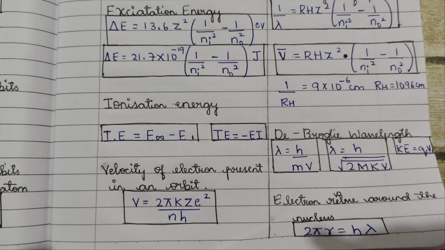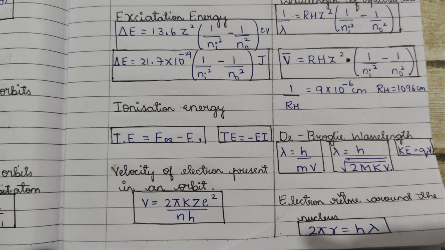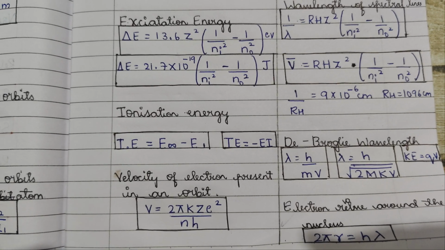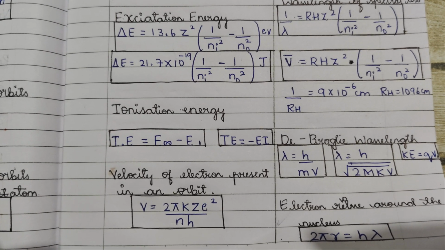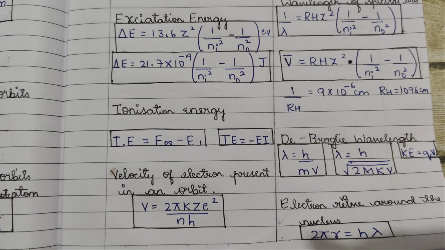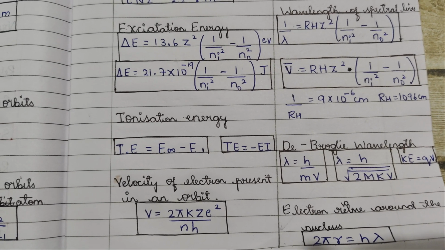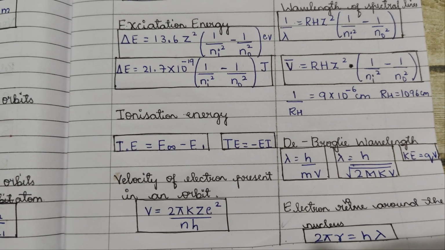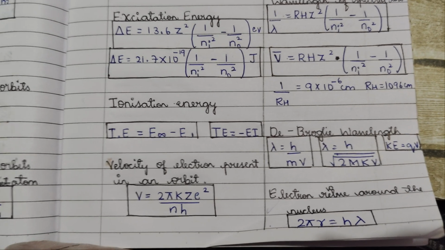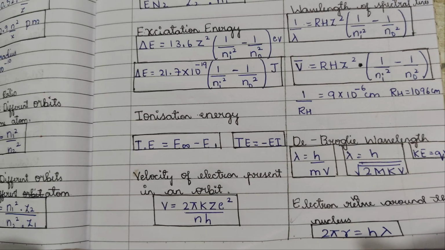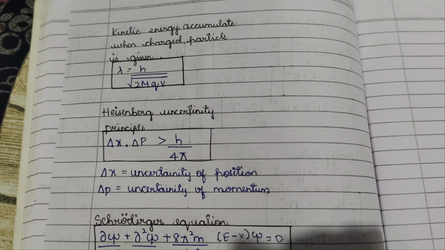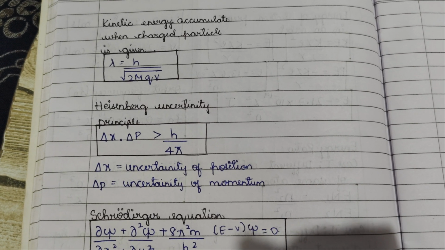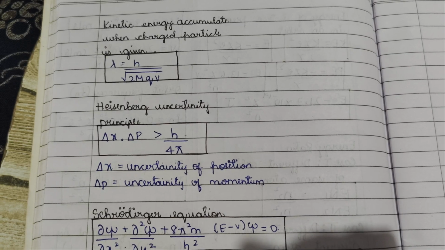De Broglie wavelength lambda is equal to h by mv. Another formula is lambda is equal to h by square root of 2m KE. KE is equal to qV. Here q is charge, V is potential, m is mass, v is velocity, and h is 6.626 into 10 power minus 34 joule second. When an electron revolves around the nucleus, 2 pi r is equal to n lambda. Next, when a charged particle is accelerated, kinetic energy is gained, and lambda is equal to h divided by square root of 2mqV.